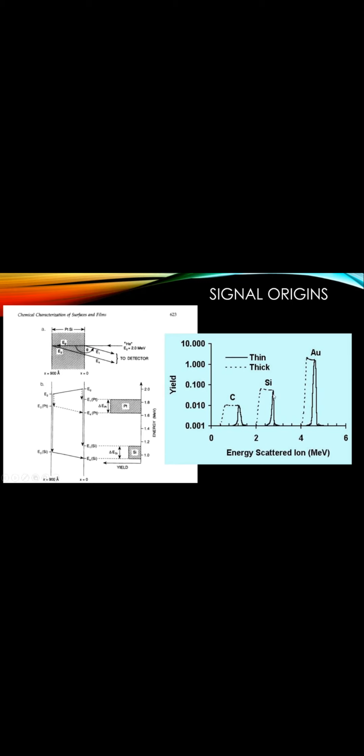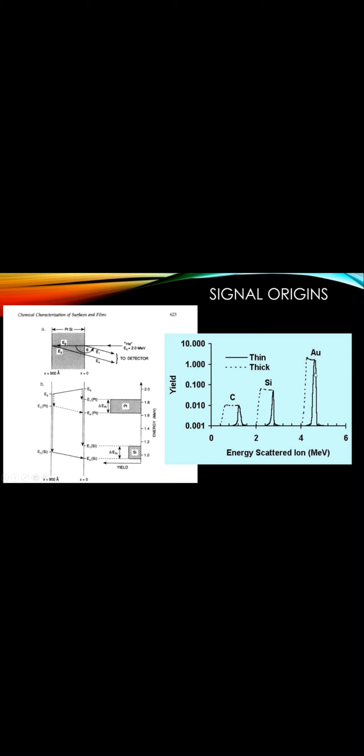And then the graph here shows our signal with different elements. As it's a heavier element, you get a higher energy, because the atomic weight corresponding to the number of protons means that there's a higher Coulombic force, which means there's a higher energy of the scattered ion.